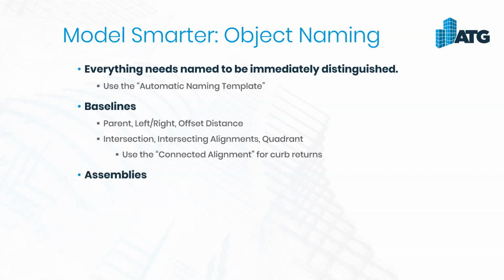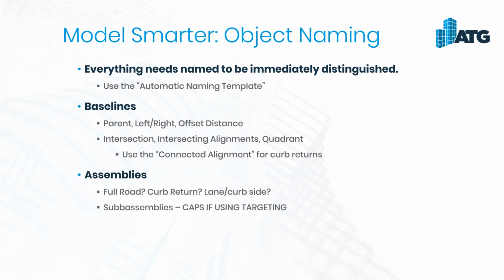When we're looking at our assemblies, we want to put right into the name of the assembly: is this going to be for a full road? Is this going to be for some sort of a curb return? What side of our assembly is our lane or our curb supposed to be on? We can just look at it in a list and understand what we're up to.